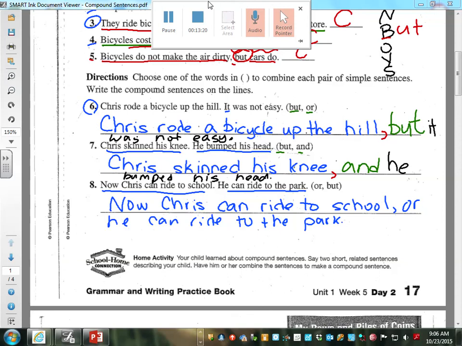Let's read our compound sentence together. Ready? Read. Now Chris can ride to school, or he can ride to the park. Fantastic. Great job. Today you have learned how to take two simple sentences and combine them to form a compound sentence. Remember, in order to form a compound sentence, you must take two simple sentences, add a comma after the first simple sentence, add your conjunction, and then add your second thought. We'll practice more with this today.